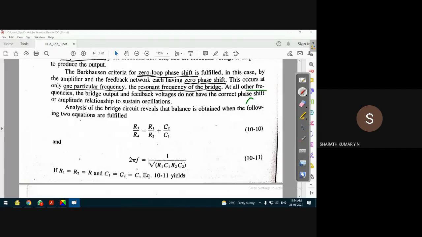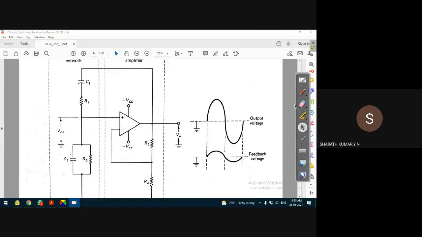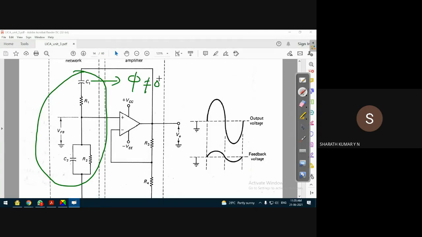At all other frequencies, the bridge output and feedback voltages do not have the correct phase shift or amplitude relations to sustain the oscillation. At other frequencies, the phase shift by the feedback network will not be equal to zero. If the phase shift is not equal to 0 degrees or 360 degrees, one of the conditions of the Barkhausen criteria fails, and hence the circuit will not be able to generate oscillations.